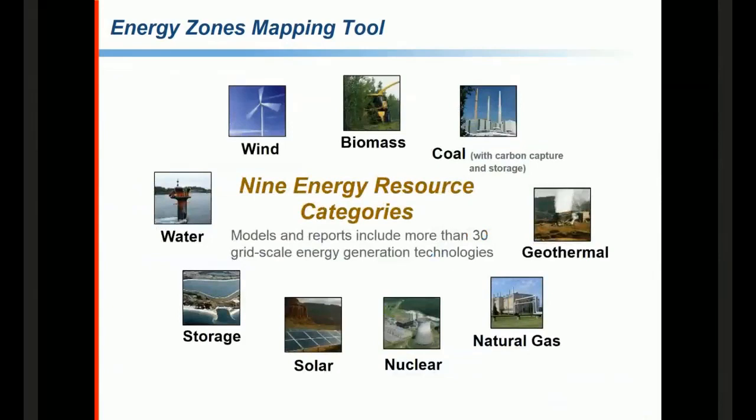The scope of the energy resources is shown here. Really, most of the major sources of generating power in the U.S. are part of the tool in some form, and so the scope has a wide range of different types of energy and generation. And within those categories are many subcategories. For example, for wind, we have models for onshore or land-based and offshore models that have different siting factors.